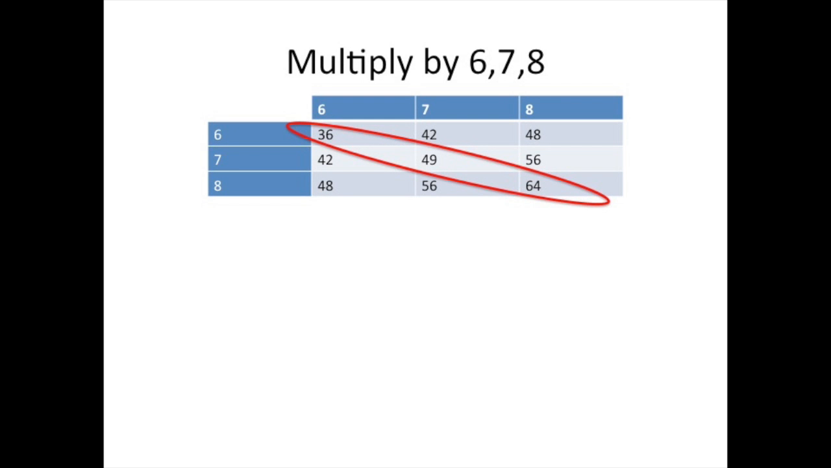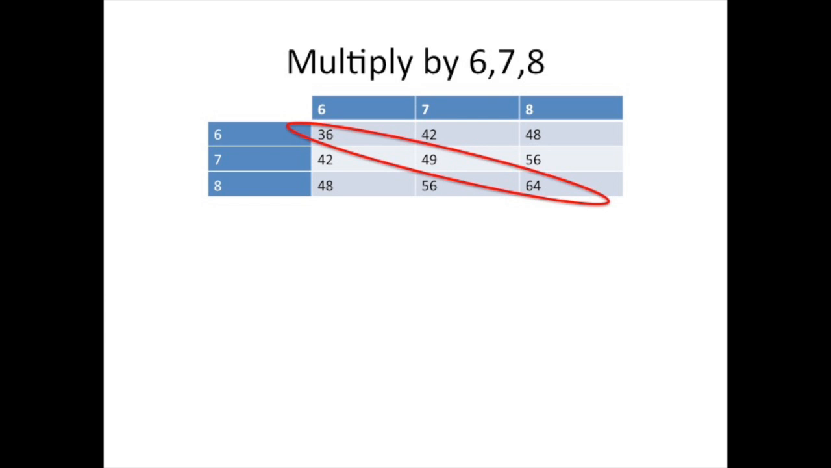Multiplying by 6, 7, and 8. These 3 are the only numbers that you will have to resort to rote memorization. However, it is not that hard. For example, the numbers that you multiply by themselves are very easy to remember. 6 times 6 is 36, 7 times 7 is 49, and 8 times 8 is 64. You really only need to remember 3 numbers.